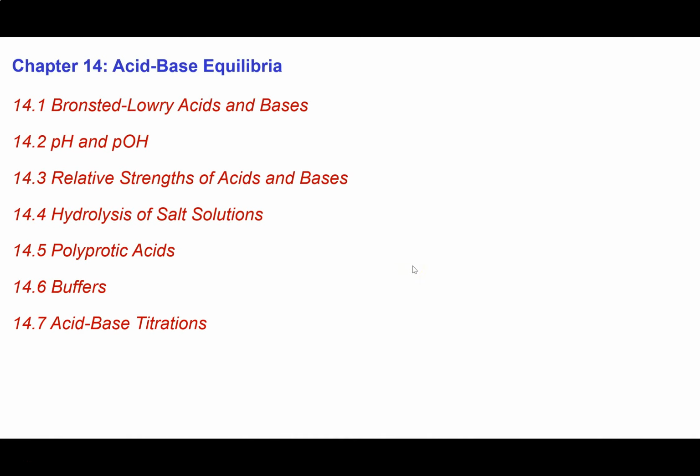In chapter 14, we apply what we've learned about equilibria to acid-base reactions. We're going to begin with defining what we mean by an acid or a base and how acids and bases react with one another. And then we're going to work through a series of quantitative calculations that are concerned with acid-base equilibria. This is a very long chapter. It's considerably longer than some of the other ones, and we'll probably spend 2 or 3 weeks on this chapter.